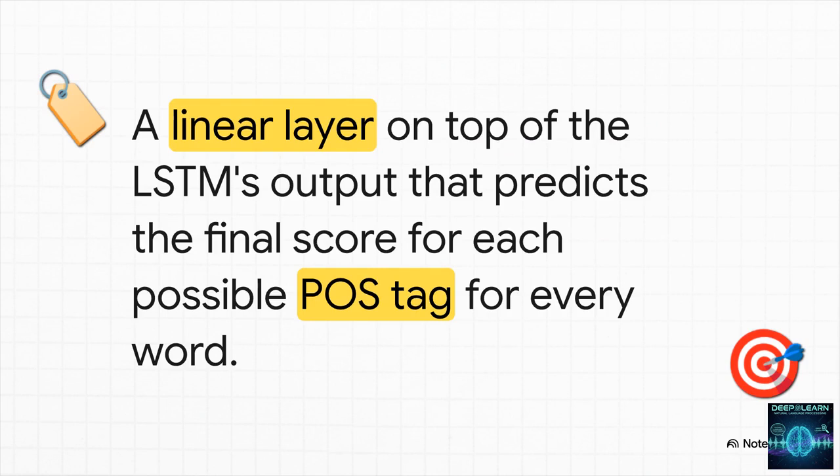This is the decision maker. It looks at everything the LSTM learned about each word and makes the final call, slapping on the most probable grammatical tag: noun, verb, adjective, whatever it might be.